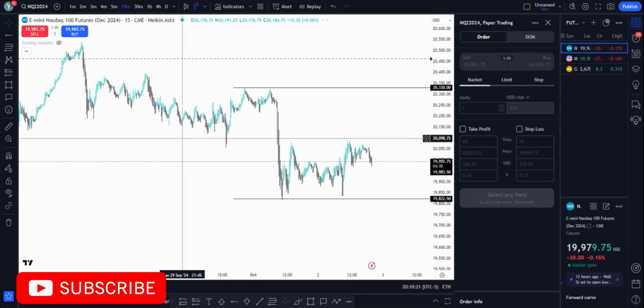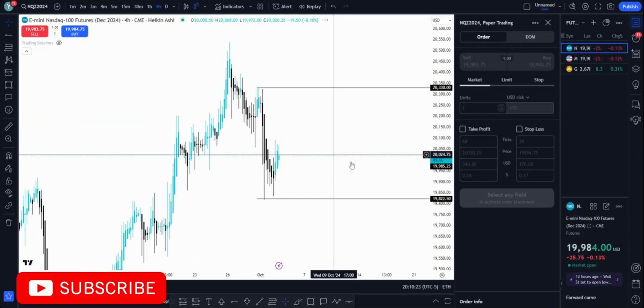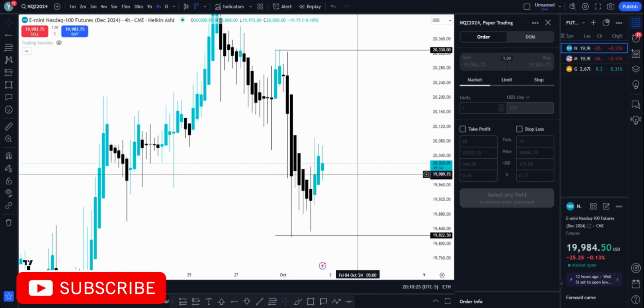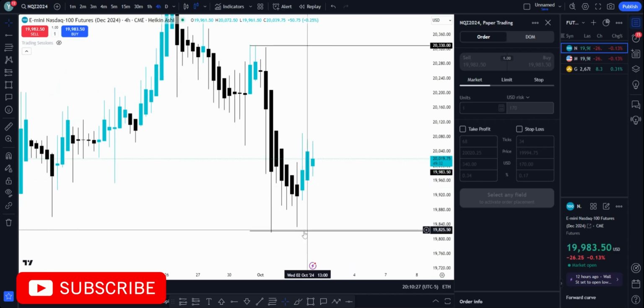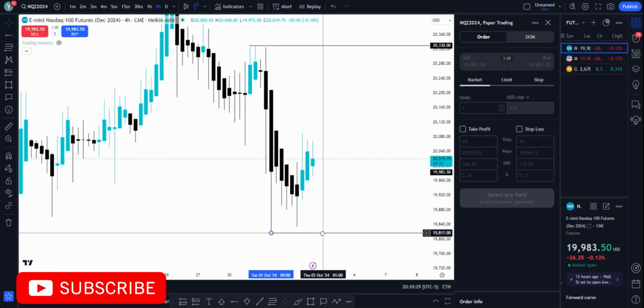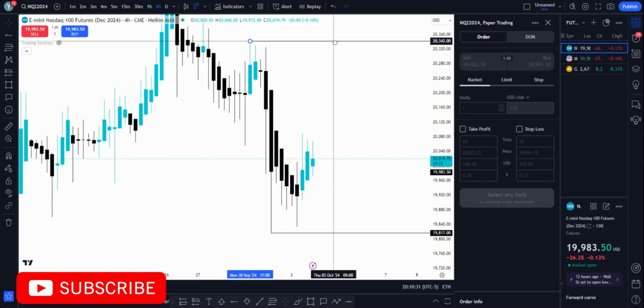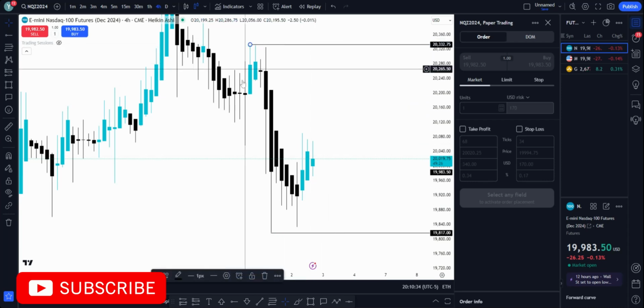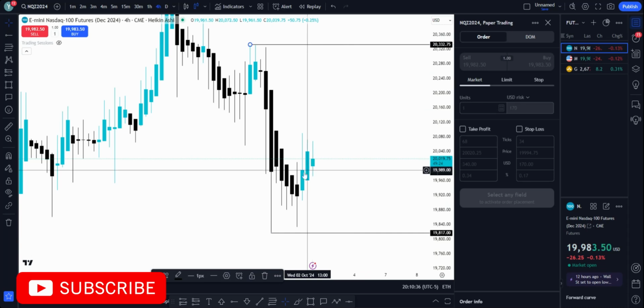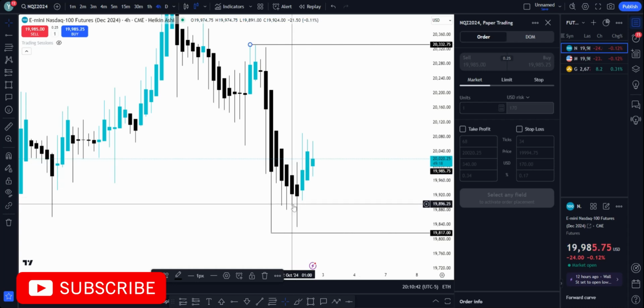As you go down in time frame, you get to see the picture a lot clearer. So if you go to the 4 hour, we don't really care about all this price action, because this is everything that happened today on Wednesday.